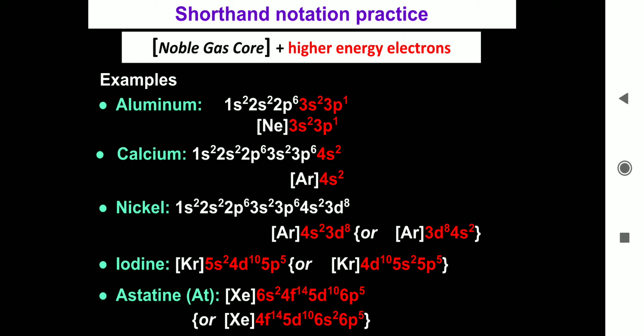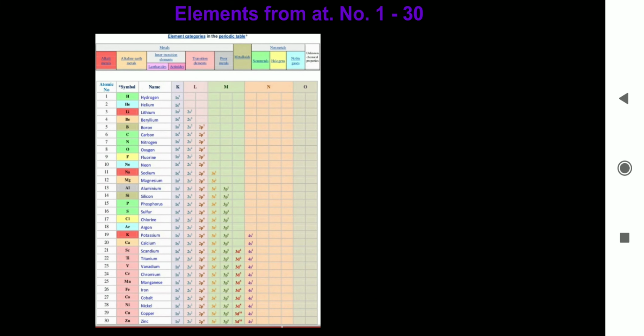Iodine electron configuration: krypton 5s2 4d10 5p5. Astatine electron configuration is xenon 6s2 4f14 5d10 6p5, or xenon 4f14 5d10 6s2 6p5. Here is the electron configuration of elements from atomic number 1 to 30.